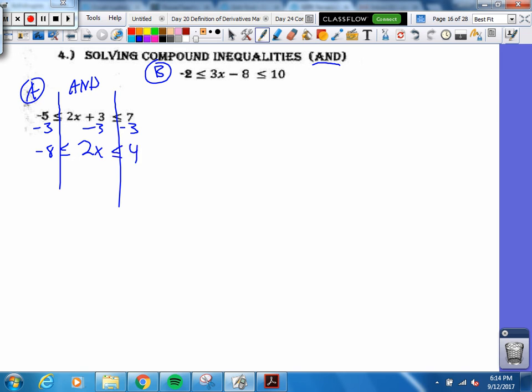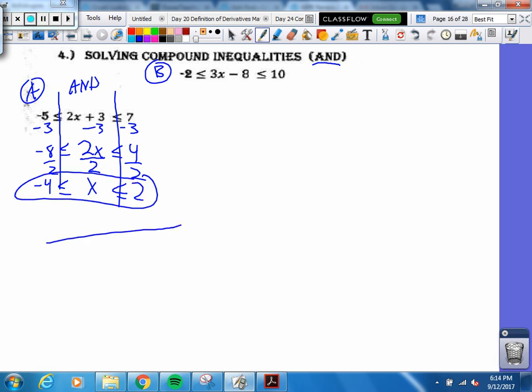Okay, what am I going to do now? Divide by 2 on all the sides. Look at that. So I have -4 less than or equal to x, because 2 divided by 2 is 1. 1 times x is x. Less than or equal to 2. There's my and compound inequality. We good? So we have -4 and we have 2. They're both included in the solutions because it says equal to, and there you go.